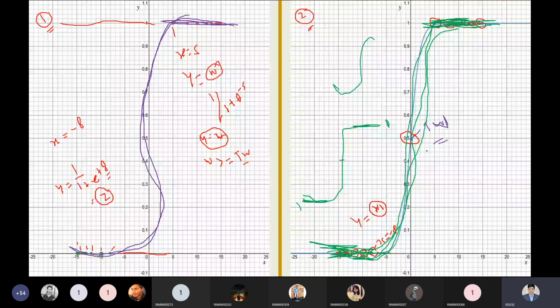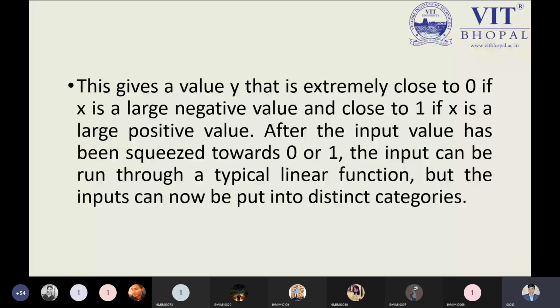And this is the graph we have seen. Here we have one graph and a second graph. The second graph is a replica of the first, but I have left it blank for explanation purposes. This gives a value extremely close to 0 if x is a large negative value, and close to 1 if x is a large positive value. As we have seen through the example, after the input, the new input value is switched toward 0 and 1. The input value can be run through a typically linear function, but the output can now be put into a distinct category.